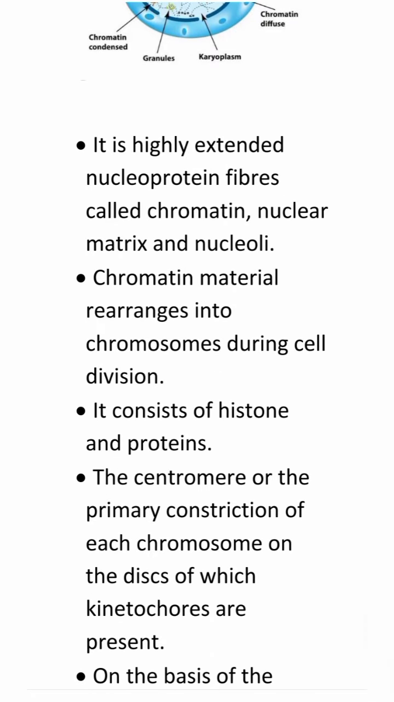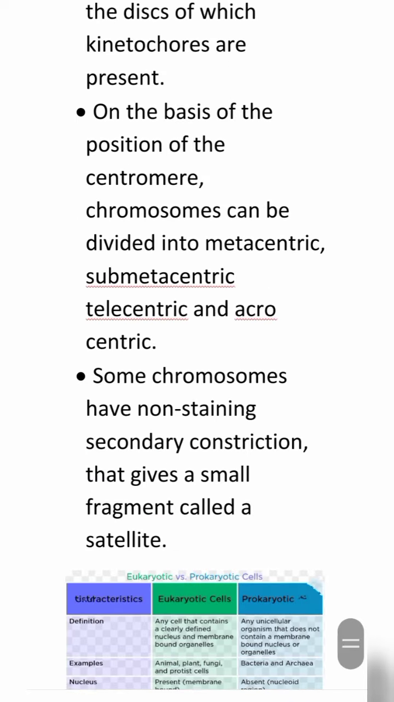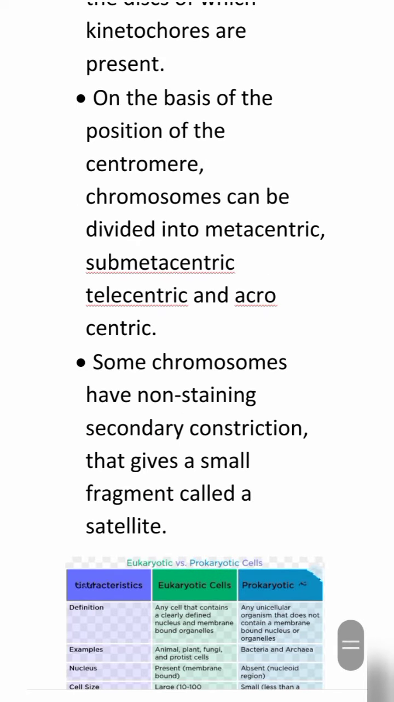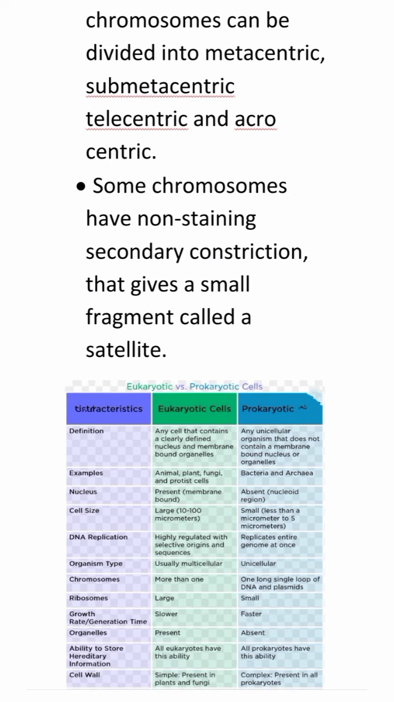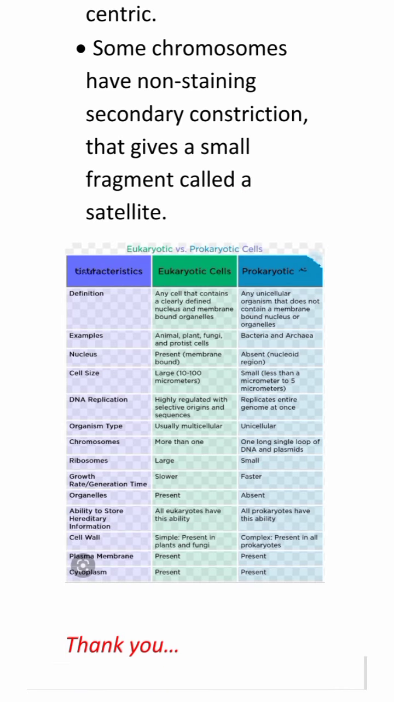The centromere or the primary constriction of each chromosome, on the disc of which kinetochores are present. On the basis of the position of the centromere, chromosomes can be divided into metacentric, submetacentric, telocentric and acrocentric. Some chromosomes have a non-staining secondary constriction that gives a small fragment called a satellite. These are the characteristic features of the nucleus. These are some characteristic differences between eukaryotic and prokaryotic cells. You can mark from here. Thank you.